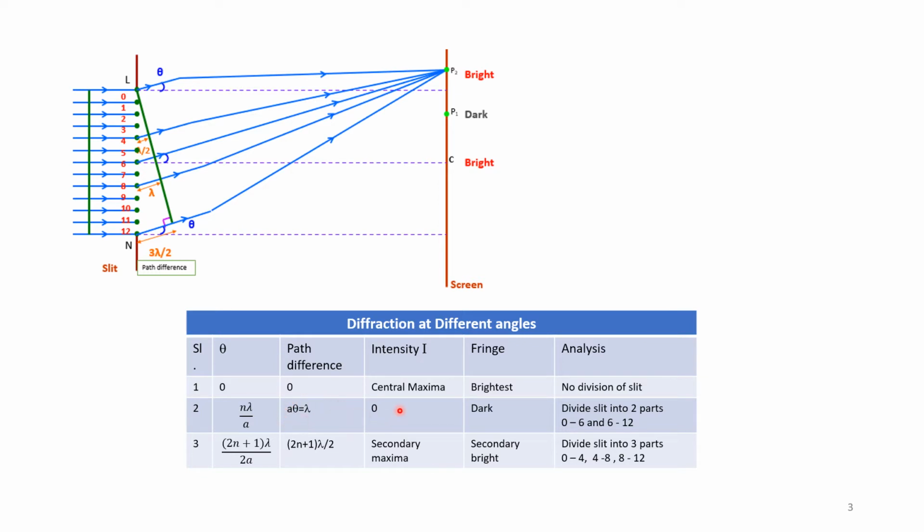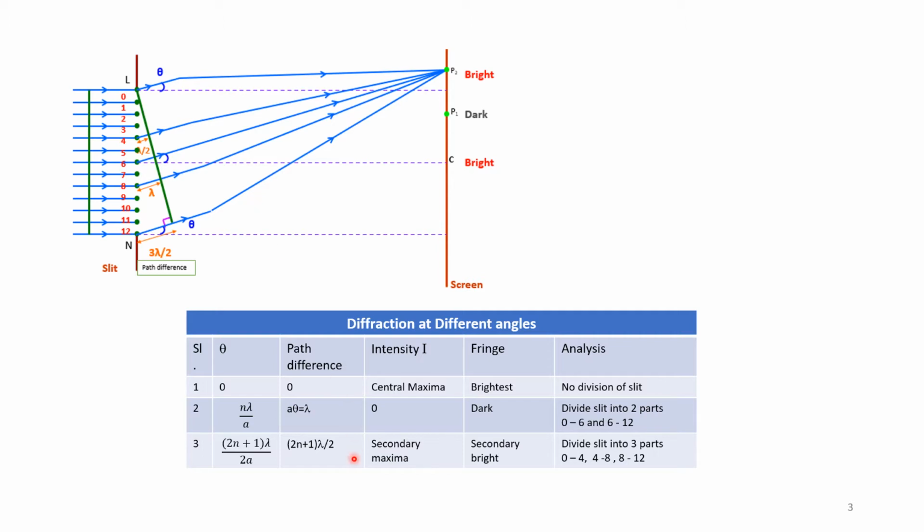Therefore, intensity will be 0, because the rays in the upper half get cancelled with the lower half, and the intensity is 0. Hence, dark fringes are formed here at P1. Dark fringes are formed at P1. Here, as I said earlier, the slit is divided into two parts for the purpose of analysis.